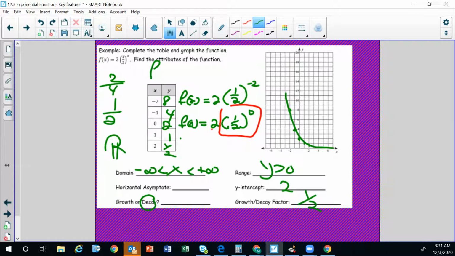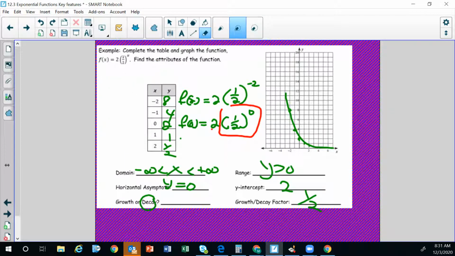And what's my asymptote going to be? y equals 0. Now, they may ask you to write the equation, all right? Not here, but they're going to ask you. Now, look at this. Let me get some more space. Let me erase this. So, remember, the standard form for an exponential function is y is equal to a times b to the x.